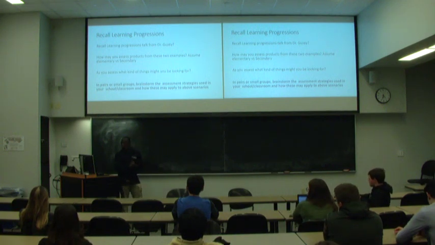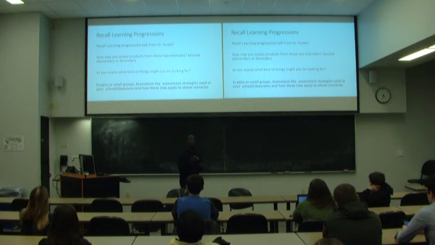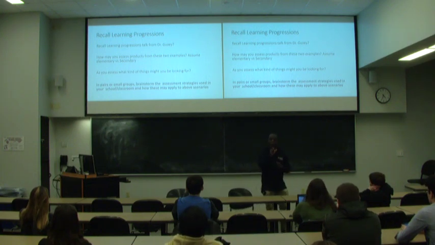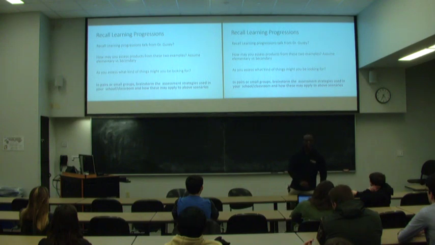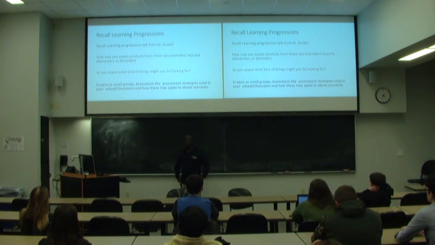Okay, so if you do recall that, I'd like you to just think about this question. How may you assess products from these two examples? The two scenarios, assume elementary versus secondary. So if I were to give elementary kids those two examples that I shared, how might you sit down and assess the complete product? Does that make sense? How will you end up sitting down and saying, hey, this is an A, this is a B, well, this is not an A? How will you end up doing that? Anybody? Any idea of how you'll end up assessing those two?